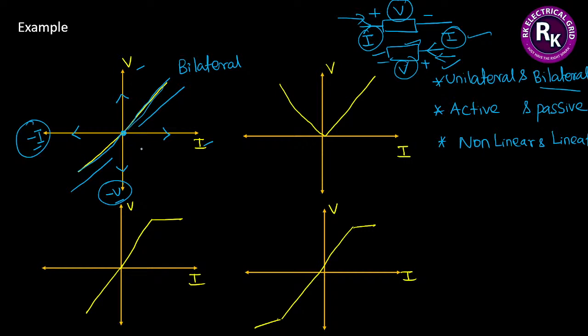It means, first thing you have to check whether both things are reversed or not. Current must be reversed, positive current to negative current, and positive voltage to negative voltage. Okay, that's all. In that case that will be treated as a bilateral element.